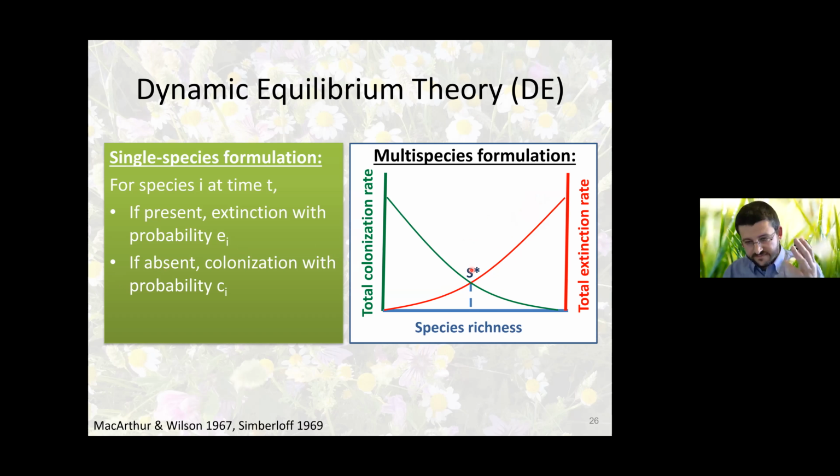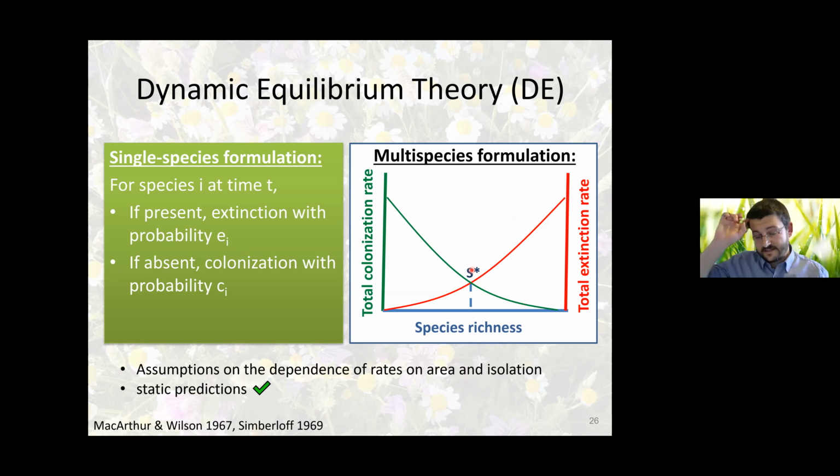And in the context of islands, this theory has made specific assumptions about how colonization and extinction depend on isolation and area. And with these assumptions, people have explained various static biogeographic patterns in islands and continents. But I don't want to go into this. This is a pretty well studied and known topic. I want to try to understand whether this dynamics is in any sense sensible. And if not, then why?